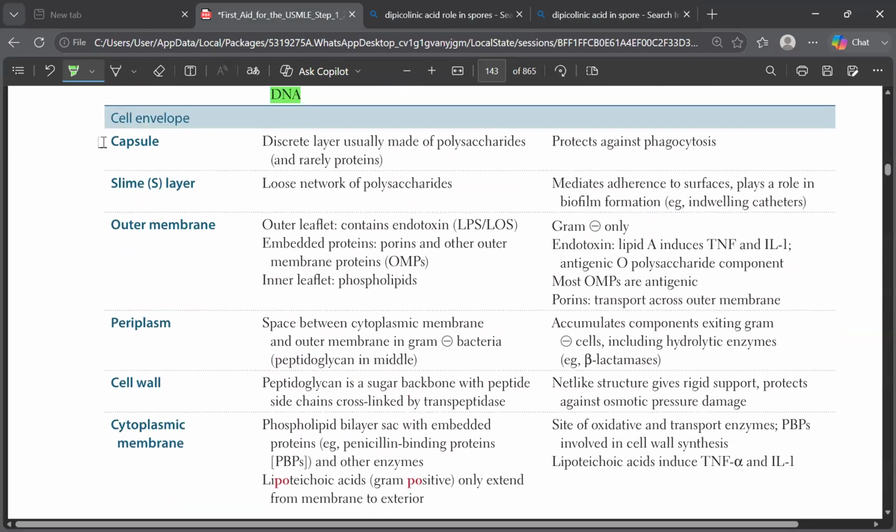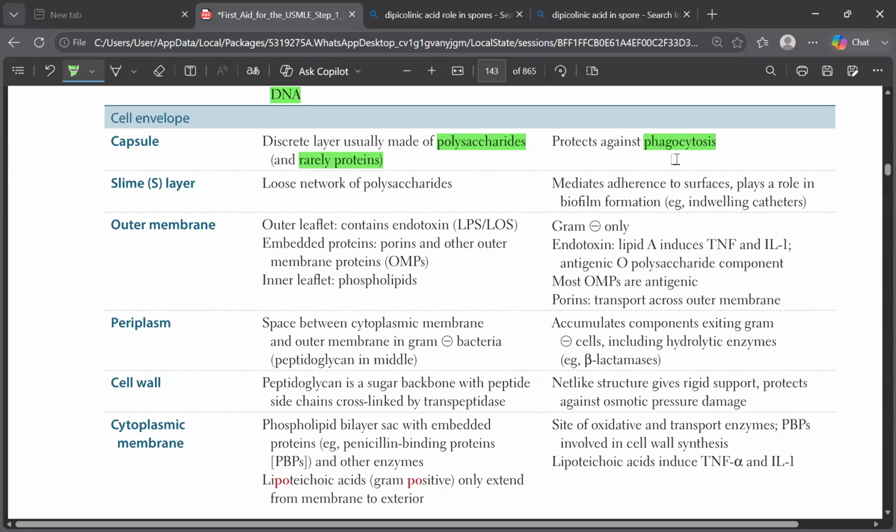Now let's discuss the reading. The capsule is a discrete layer made up of polysaccharides and rarely proteins, and it protects against phagocytosis. What I've read about the polysaccharides is that a specific component of these polysaccharides decides the serological type of the bacteria, and it is very important for developing antigenicity or a serologic type to particular bacteria. And it is made up of polysaccharides and rarely proteins, and it protects against phagocytosis.